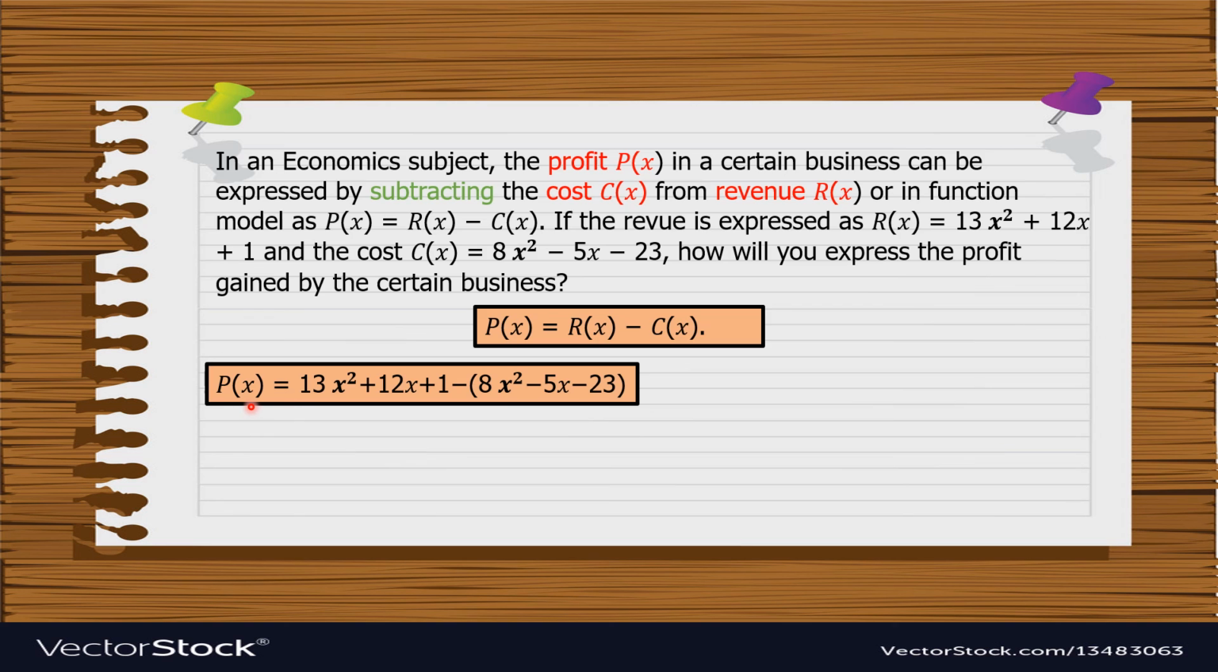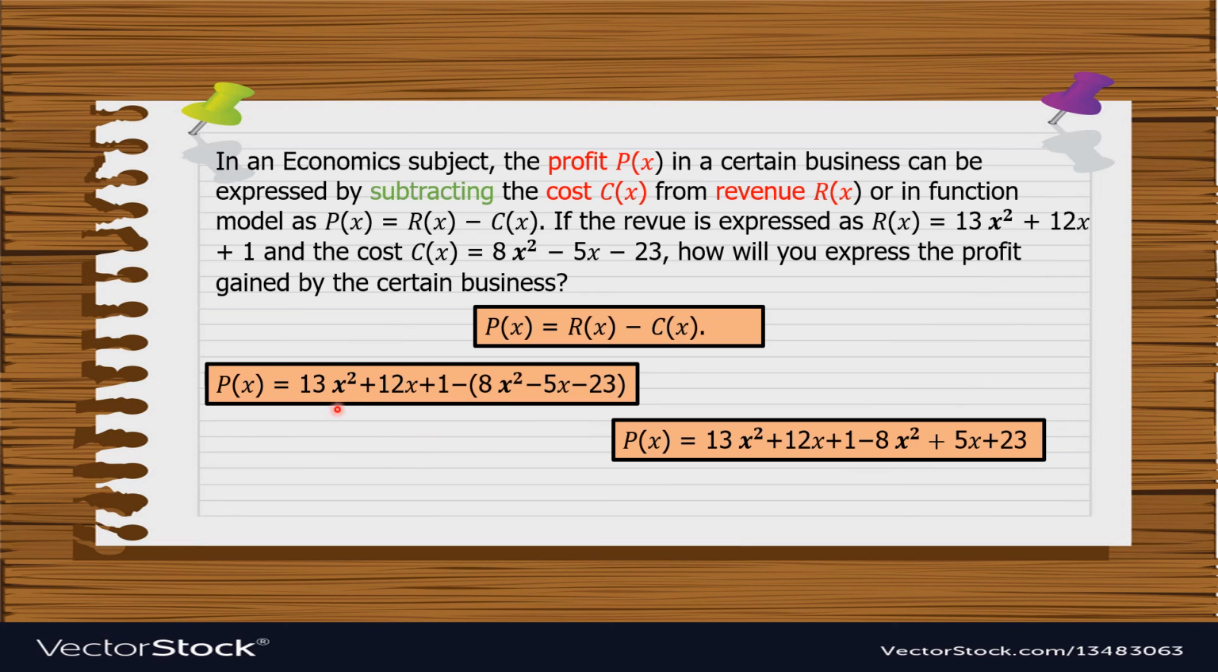So p of x is equivalent to 13x squared plus 12x plus 1, which is the value of r of x, minus c of x, which is 8x squared minus 5x minus 23. So 13x squared plus 12x plus 1 plus, actually positive 8 will become negative 8x squared, negative 5 will become positive 5x, and negative 23 will become positive 23.